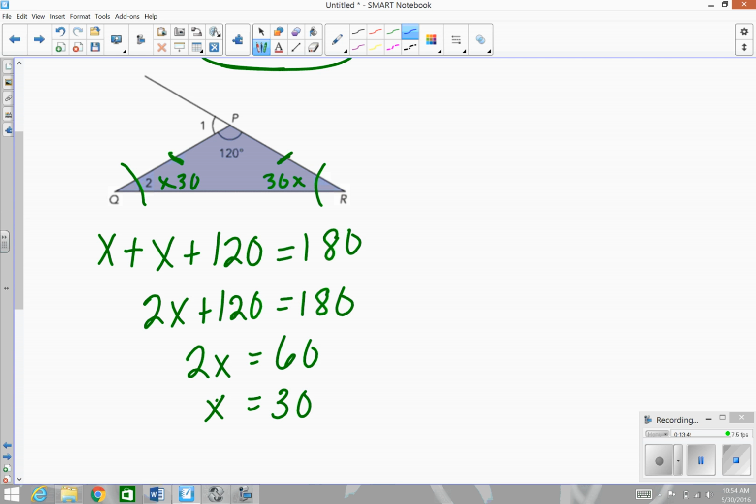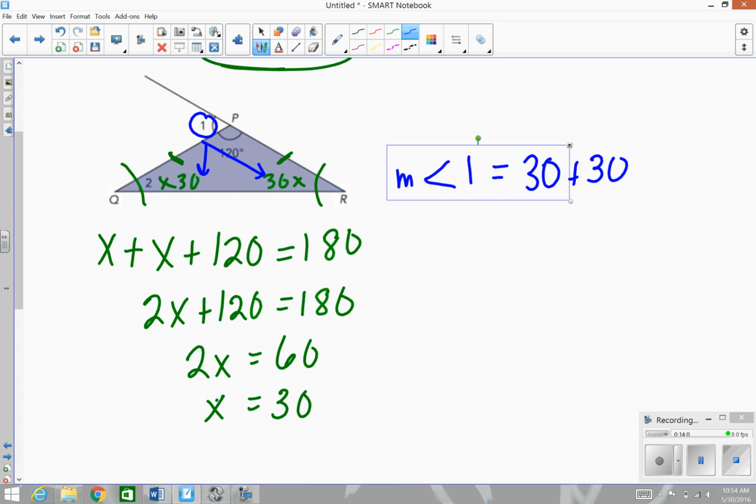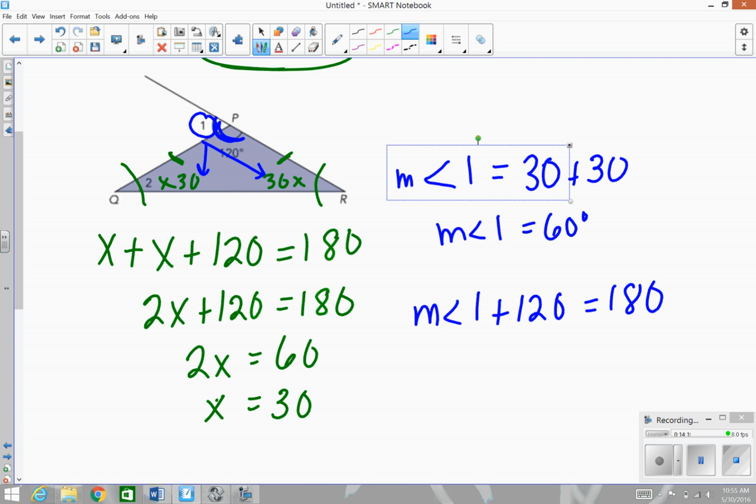And you can actually do this one of two ways. First, you could say, well, this is exterior, so I'm going to add up the two opposite interior angles and say that the measure of angle 1 equals 30 plus 30. So the measure of angle 1 equals 60 degrees. Your other option is to say, well, these two angles are on a straight line, which means they must add up to 180. So you could also say that the measure of angle 1 plus 120 equals 180. And either way, you're going to get that the measure of angle 1 equals 60, and then we knew down here the measure of angle 2 is 30. Go ahead and flip the page when you're all set.